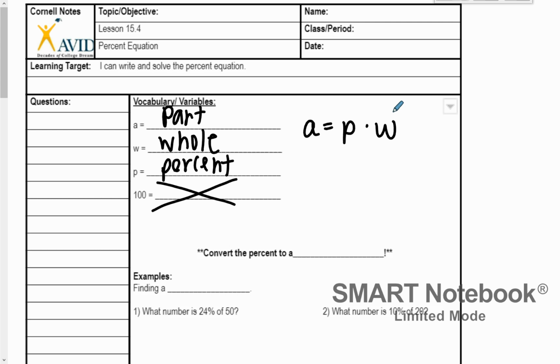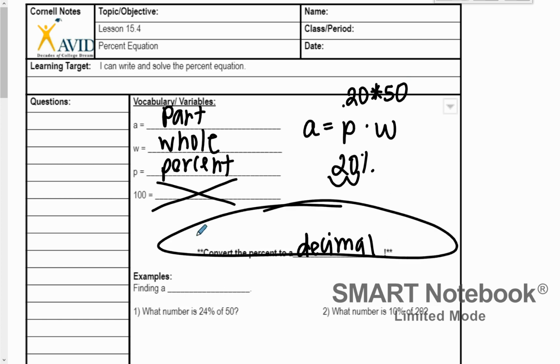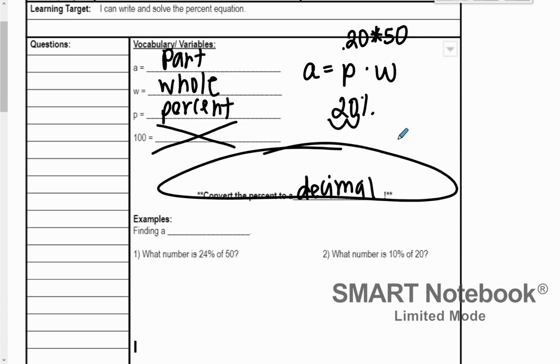Okay, however, now in this lesson, we are going to have to convert that percent to a decimal because you can't multiply like 20% times 50. Like let's say our whole was 50, we can't do 20% times 50. We'd have to make that 20% into a decimal. Remember, we do that by moving that decimal 2 times to the left. So we would do 0.20 times 50 instead of 20%. Okay, so that's a big thing. Make sure that we are converting that percent to a decimal.